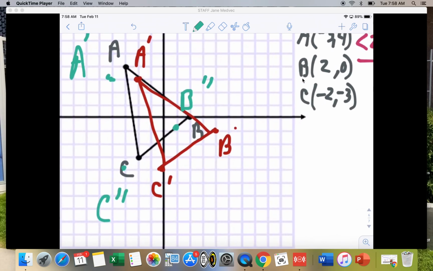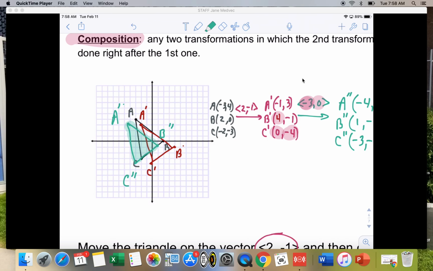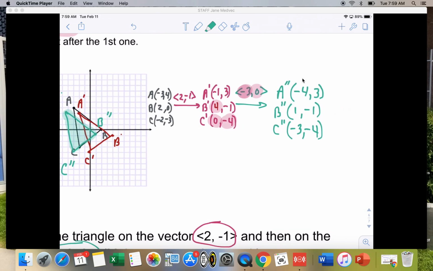So now what I'm going to do is I'm going to take this, connect my points, and then I'm going to take my highlighter and I'm going to shade in my final figure. And you can notice that it can get kind of confusing when you're graphing. So really, when you use your ordered pairs, like I did right here, it makes it so much easier because you're working with the numbers and then you're just putting it on your graph.